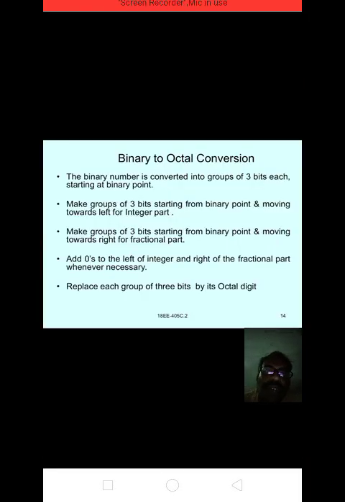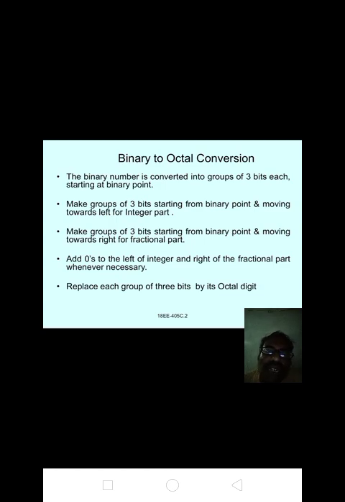The binary number is converted into groups of 3 bits each, starting at the binary point. Make groups of 3 bits starting from the binary point and moving towards the left for the integer part. Make groups of 3 bits starting from the binary point and moving towards the right for the fractional part. Add zeros to the left of the integer part and right of the fractional part wherever necessary. Replace each group of 3 bits by its octal digit.